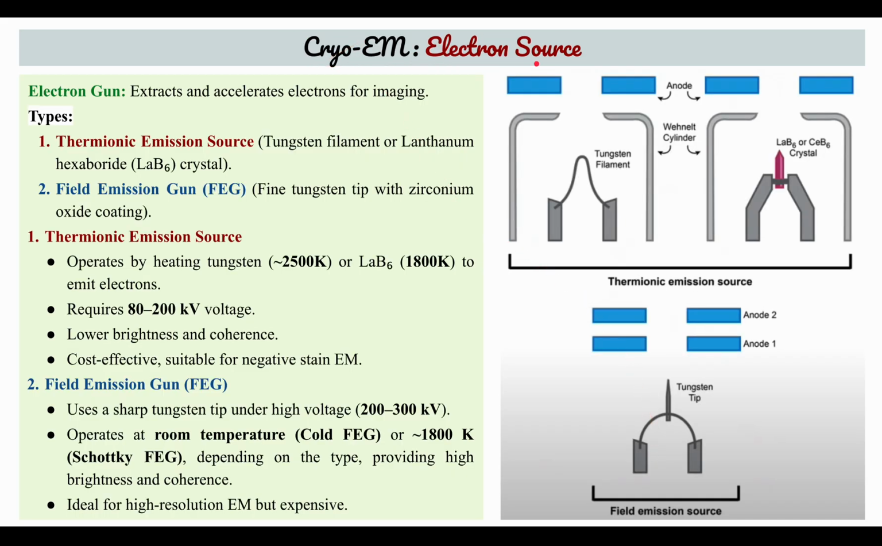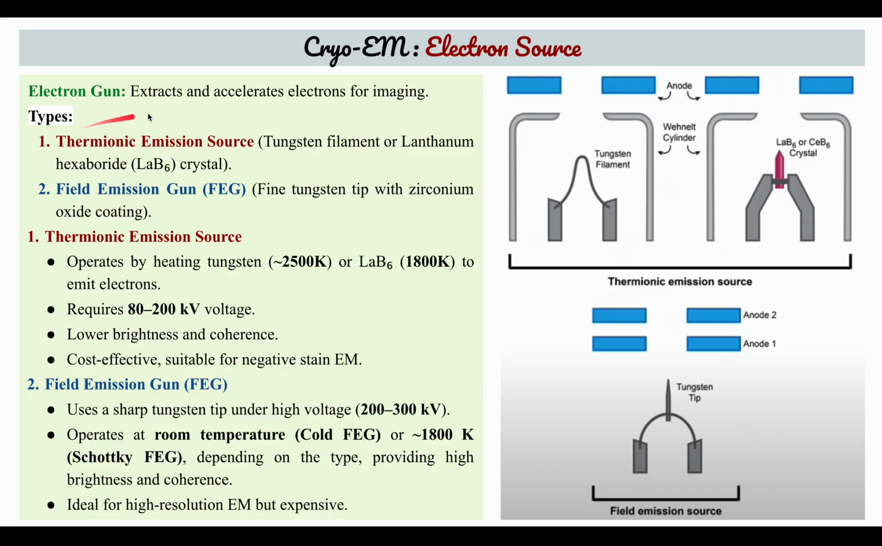Now we will move to electron source. Till now we have seen the sample preparation, how the sample is prepared, how the grid is used, how that sample is loaded onto the grid, and how we make sure that our sample is in its native state. Next comes the electron source, because now we will pass the electron beam through our sample so that we can visualize it. So the electron gun extracts and accelerates the electrons for imaging.